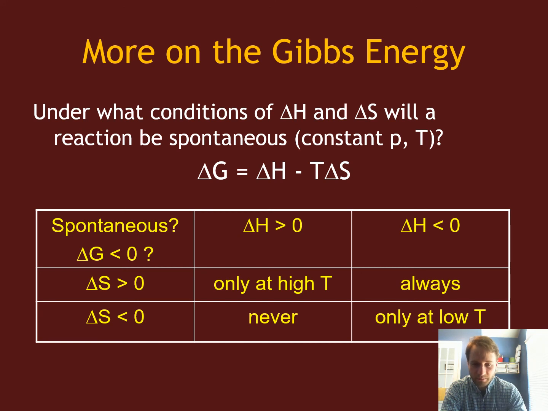That's because you have this competition between some positive number and minus some other positive number. As long as this second positive number is larger than the first, then this will be negative. And to increase the size of that second number, you increase temperature. And that's why when delta S is less than 0 and delta H is less than 0, that type of process is only spontaneous at low temperature.